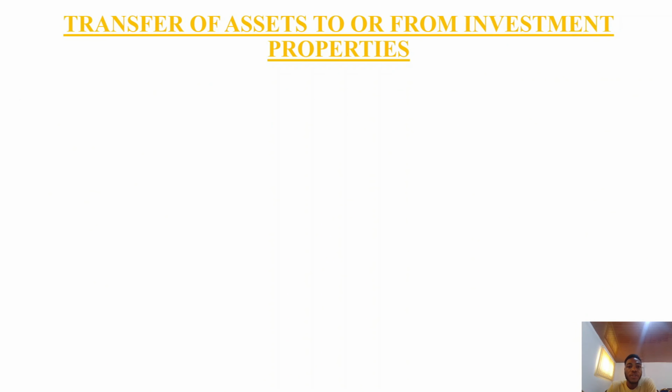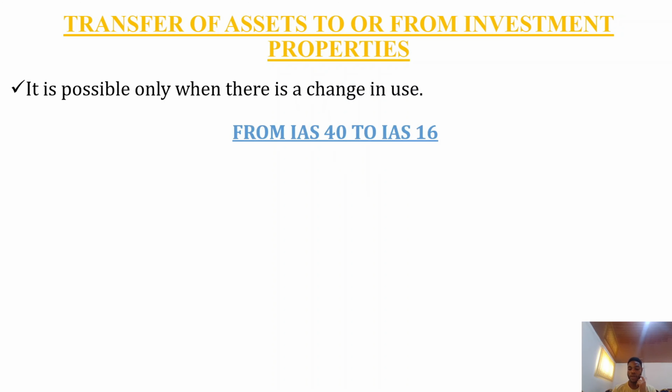Now, when you talk about investment property, there could be a case where we can transfer an asset to or from investment property. Let me give you a little breakdown. If we have an investment property, we can convert this investment property to PPE, which is owner occupied property. So let's assume you have a building. Initially, you are giving that building out as rent to earn rental income.